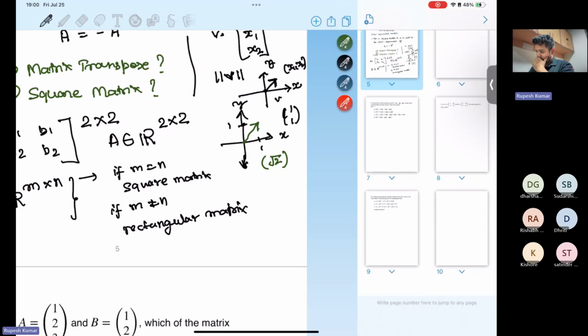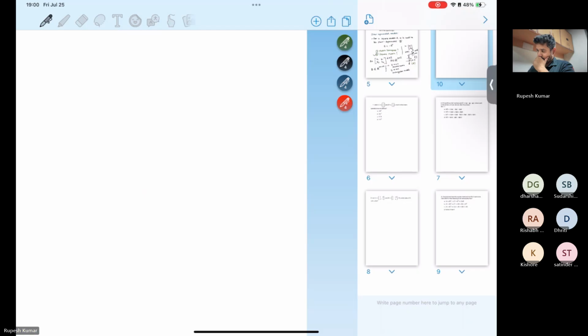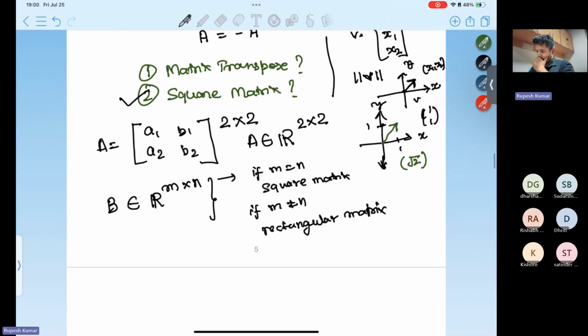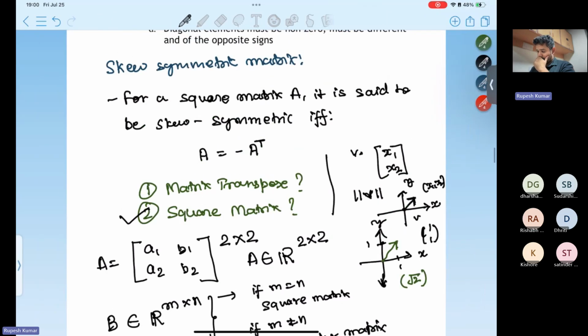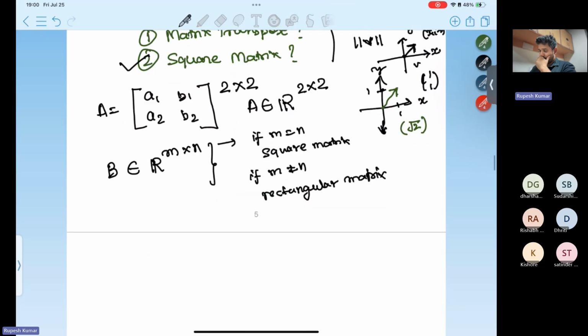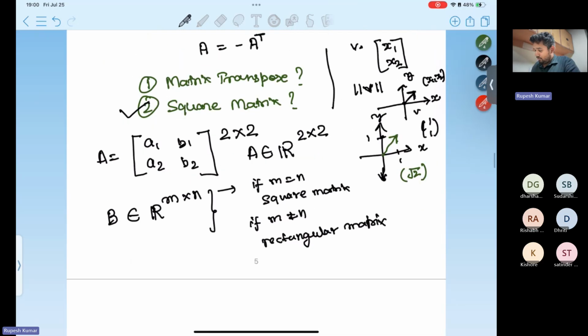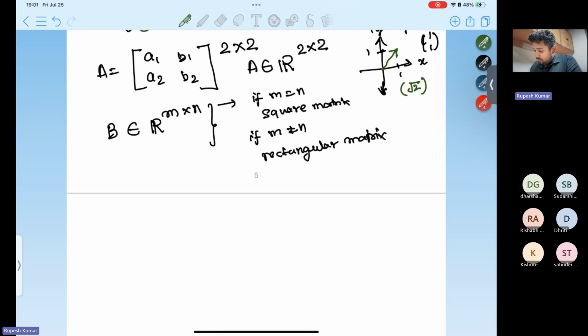So yeah, let me add a page here. Fine. So now we have established the meaning of a matrix and a square matrix. Yeah, that's done. Let's move on to the next problem. What is the meaning of the transpose of a matrix, right? The transpose of a matrix is again a simple operation.